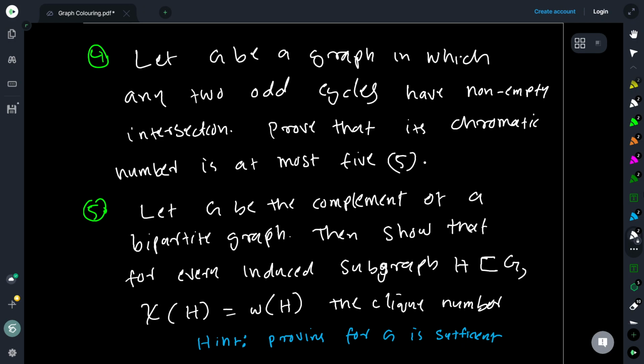Then show that given a graph in which any two odd cycles have non-empty intersection, that is, take any two odd cycles and they have a non-empty intersection, prove that its chromatic number is at most 5.